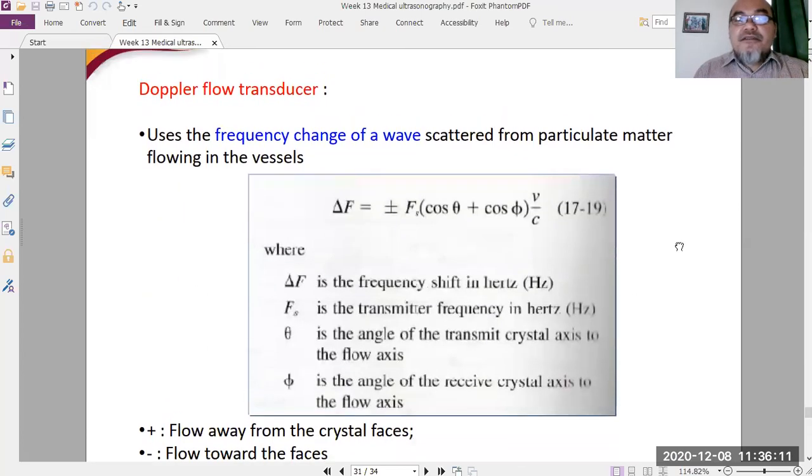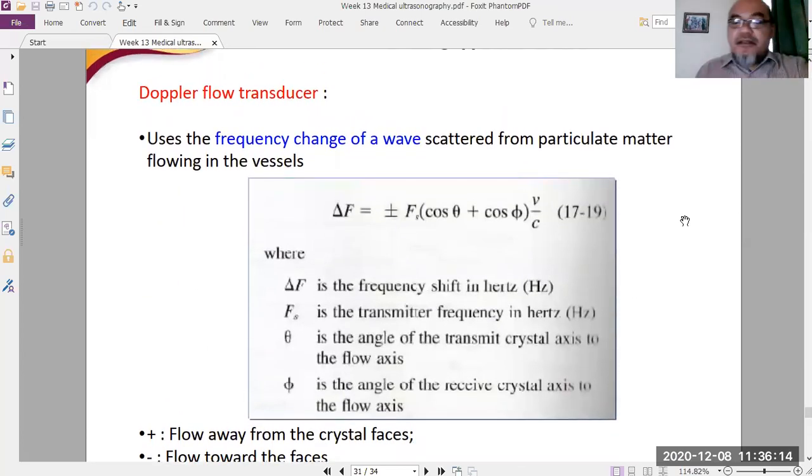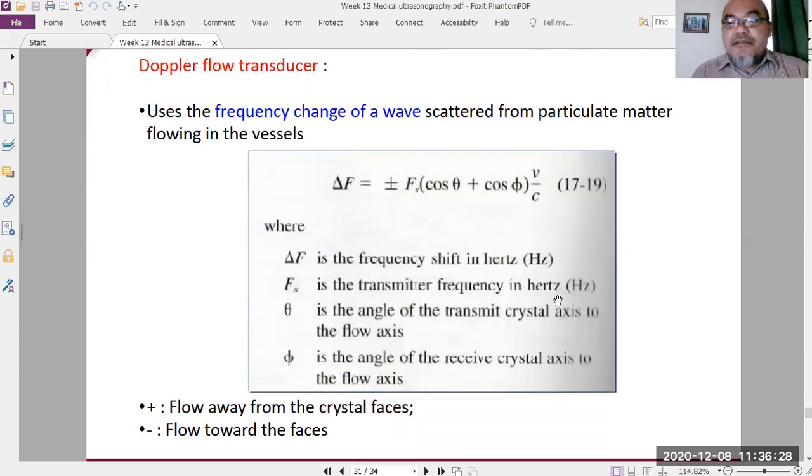If you are using a Doppler flow transducer, then it will be based on frequency shift, similar to the previous example, previous slide. The frequency change of the wave scattered from the particulate matter flowing in the vessel. So delta F equals plus or minus F_C, the transmitter frequency, times cosine theta plus cosine phi. Theta here is the angle of the transmit crystal axis to the flow axis. Phi is the angle of the received crystal axis to the flow axis, times V divided by C. C I think is the velocity in the medium, V is the flow rate, the velocity of the flow.